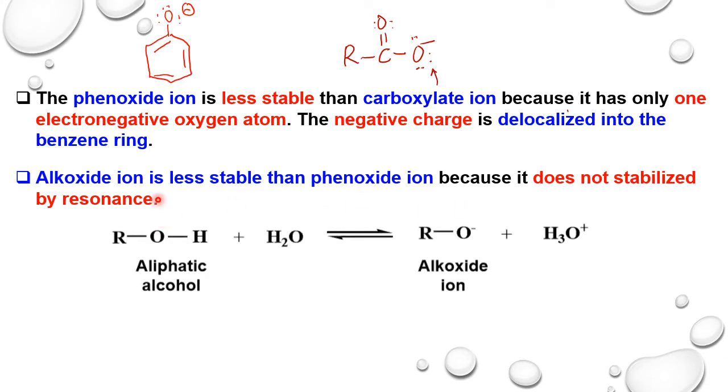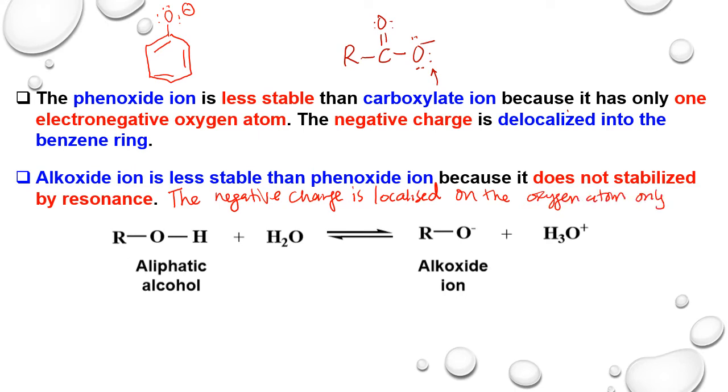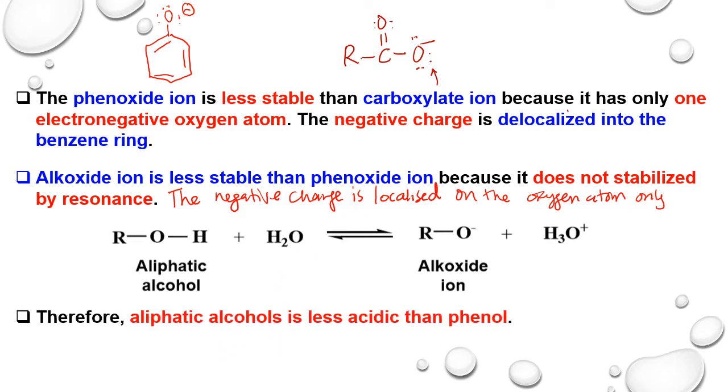Dan awak boleh tambah dekat sini, the negative charge is localized on the oxygen atom only. Okay, jadi bila dia tertumpu dekat satu oksigen atom saja, ion yang awak akan hasilkan tu adalah less stable. Okay, so sebab tu dia akan jadi less acidic lah. So therefore aliphatic alcohol is less acidic than phenol.